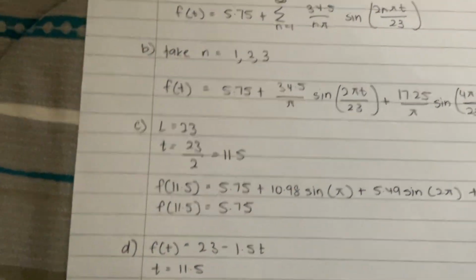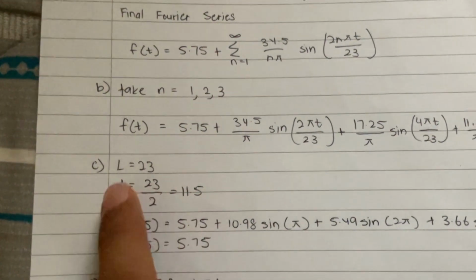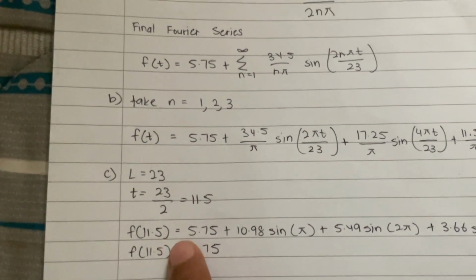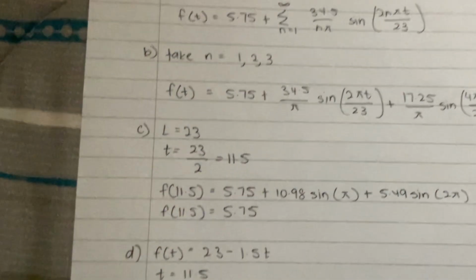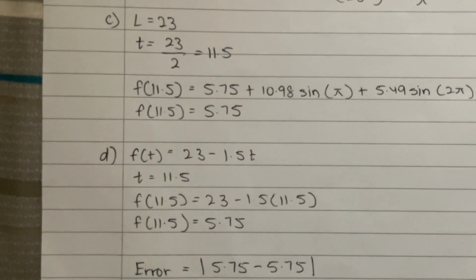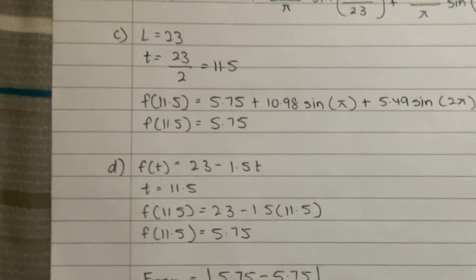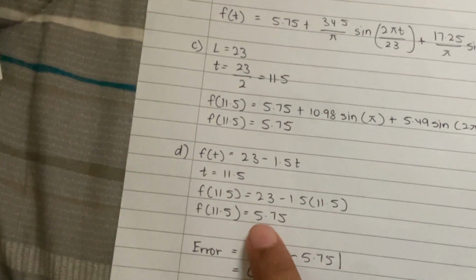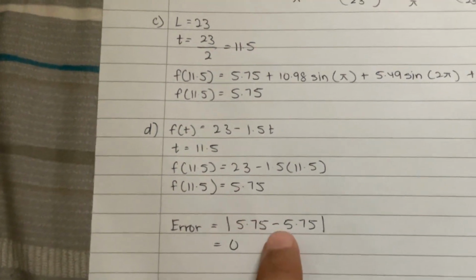And for part C, L is equal to 23 and T is equal to 23 over 2, so T is equal to 11.5. We put in 11.5 and we get f(11.5) equal to 5.75, and f(t) equals 23 minus 1.5t, and at t equal to 11.5 we substitute and get 5.75. Looking for the error, 5.75 minus 5.75.